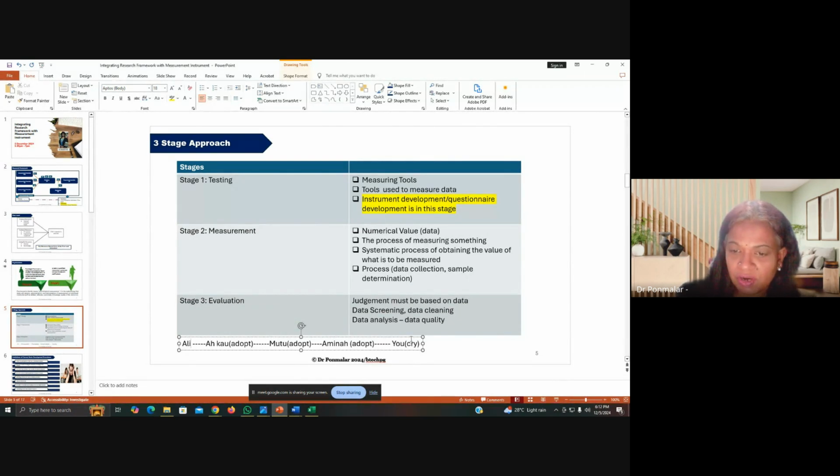Okay, so you found the paper from Aminah. And then you see Aminah did not develop the scale. She actually adopted from Mutu. Go and find Mutu now. And then you went to Mutu. Also you found he didn't develop the scale. It was from Akal. Then you go to Akal. And then from Akal, when you come to Ali, Ali is the original and you adopt from Ali.